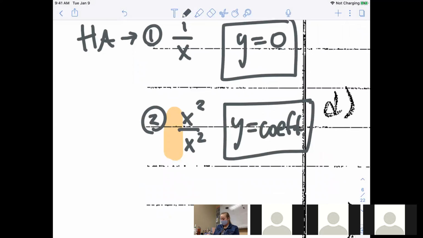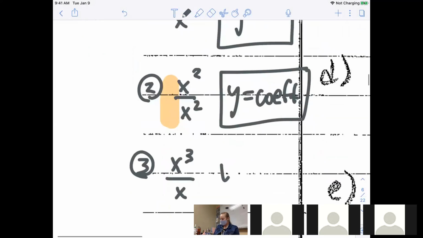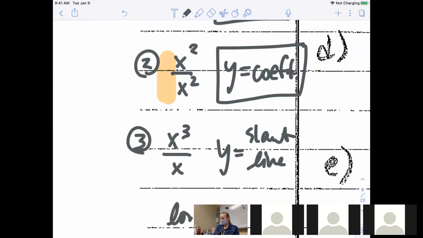The third option is if my exponent on top is bigger than the one on bottom. If that is the case, you will not have a horizontal asymptote. You're going to have a slant asymptote. You're going to have an actual line. So you're going to have a slant, or a line, and you're going to get that by doing the long division of your polynomials.